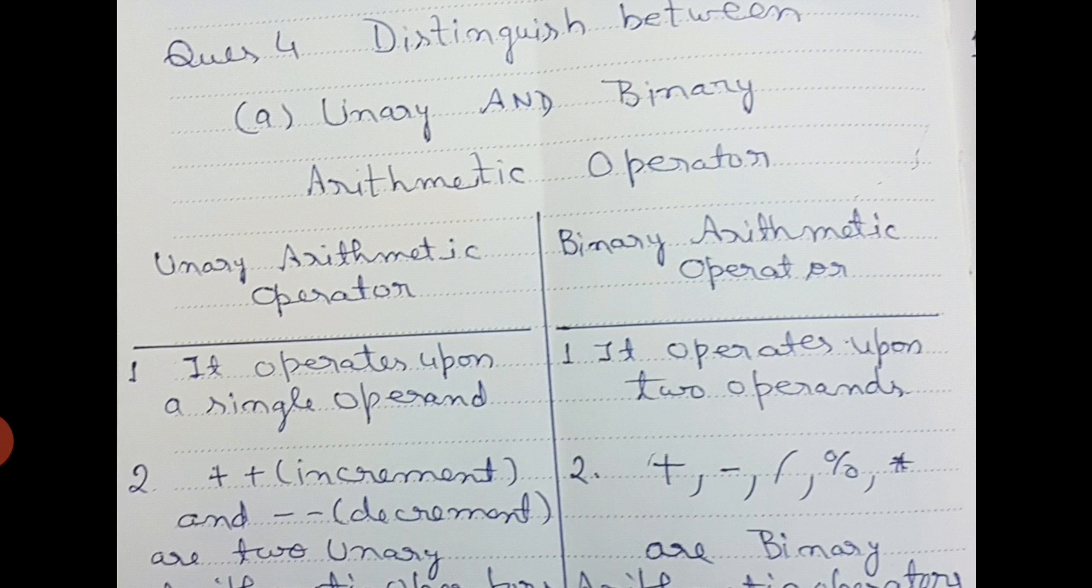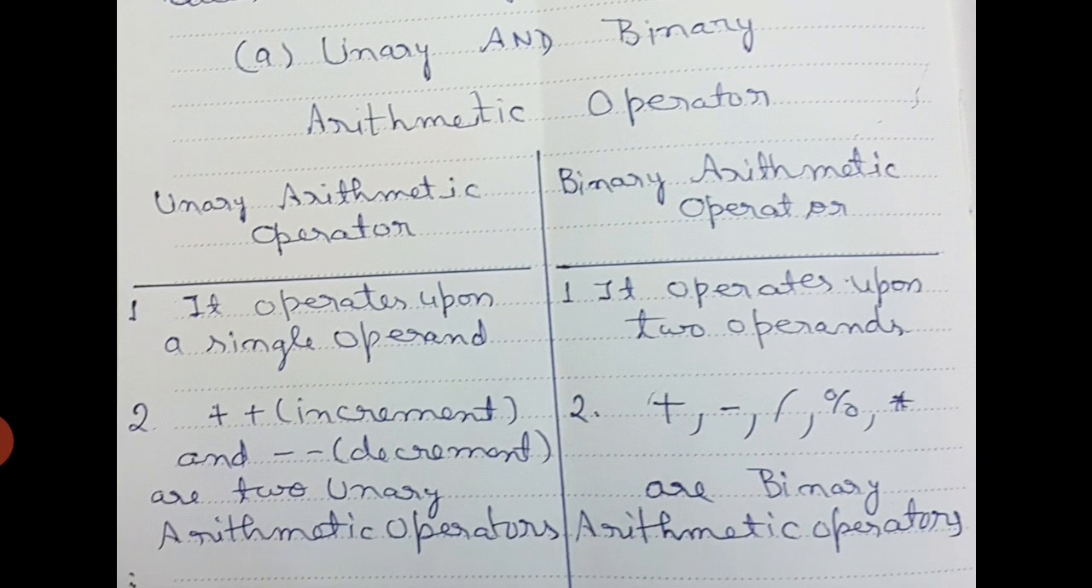After that, students, we talk about the second difference. Plus plus, increment, and minus minus, decrement, are the two unary arithmetic operators. Apart from these plus plus and minus minus, we have got plus and minus also in the unary arithmetic operators. Okay. This plus plus and minus minus can be used in the postfix and the prefix form.